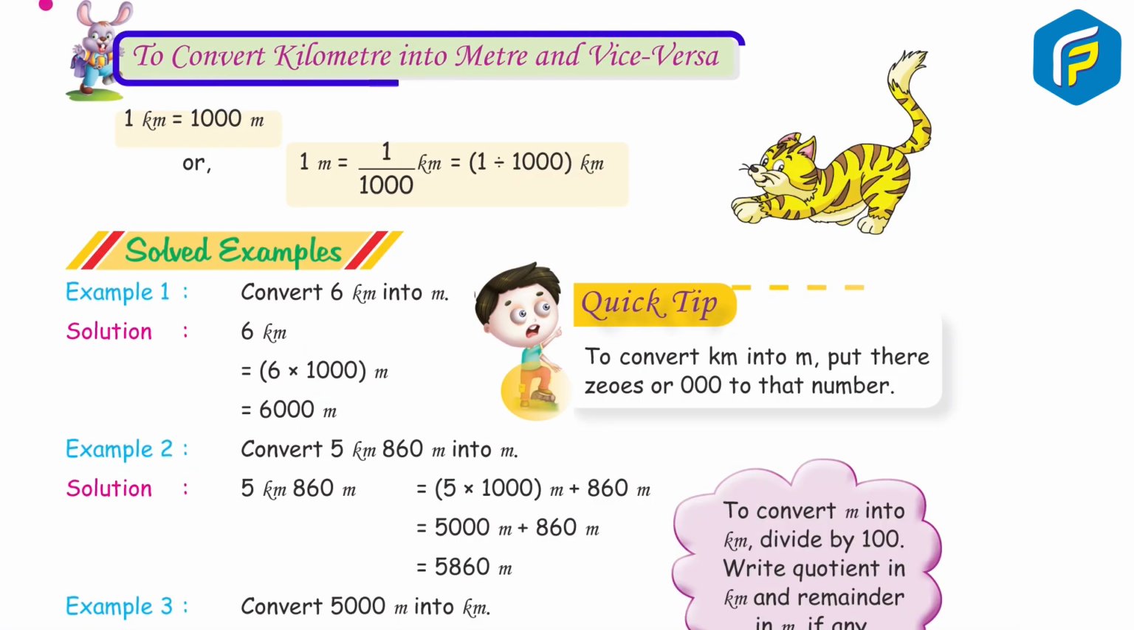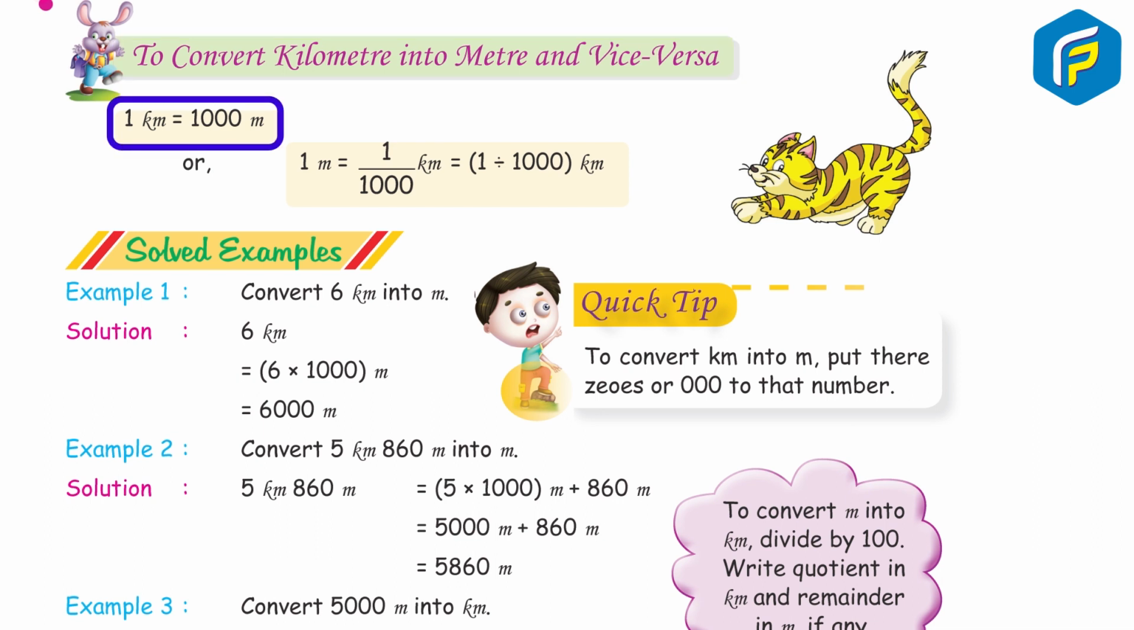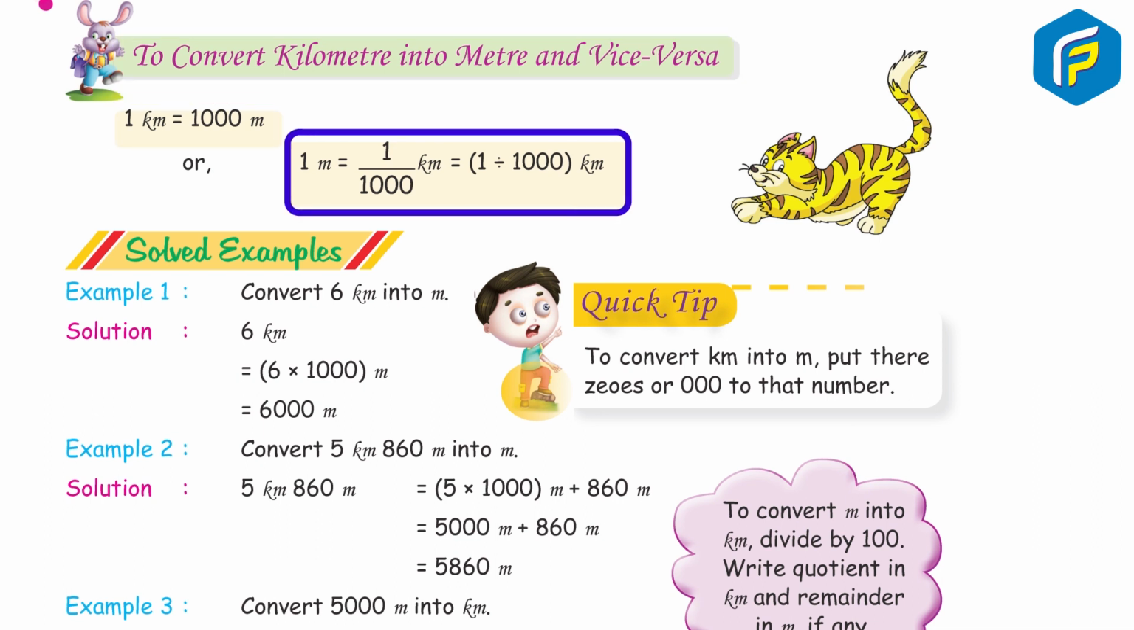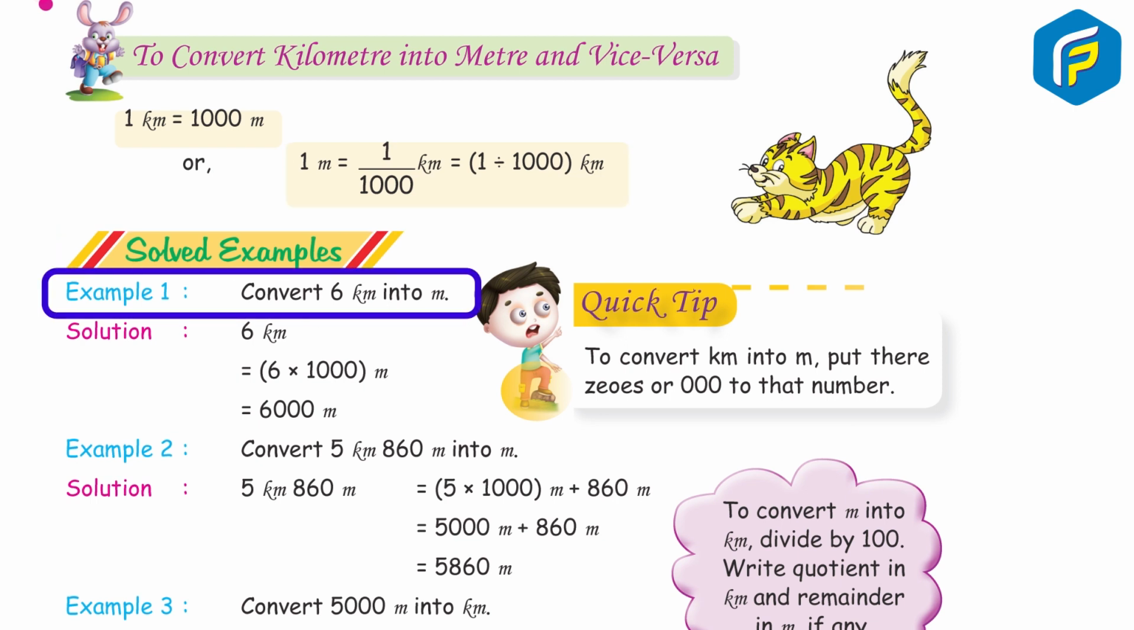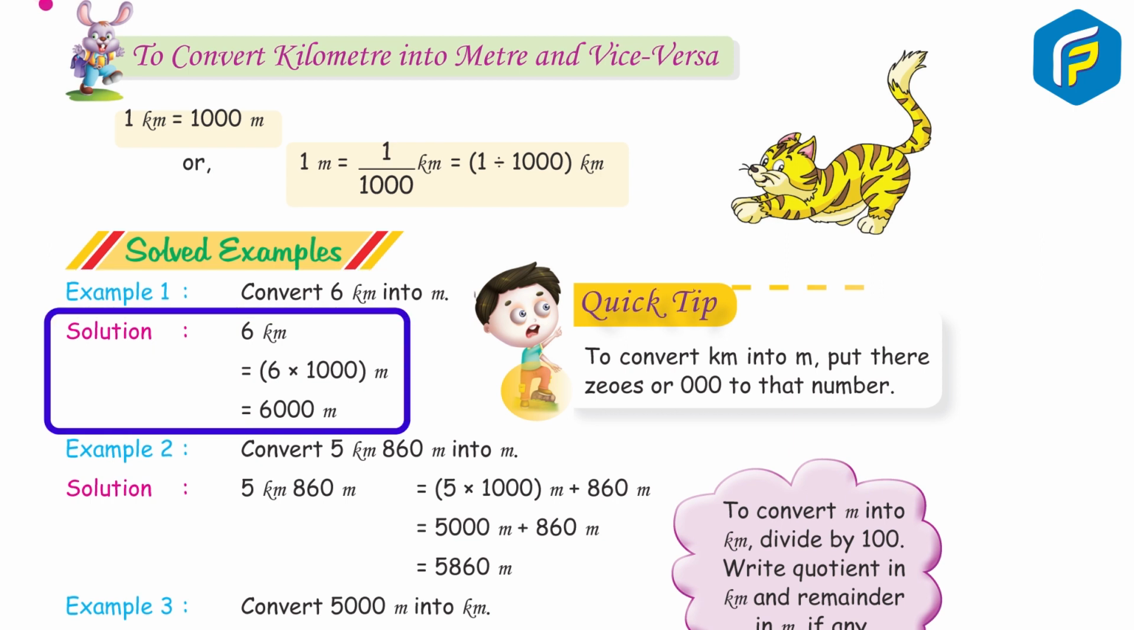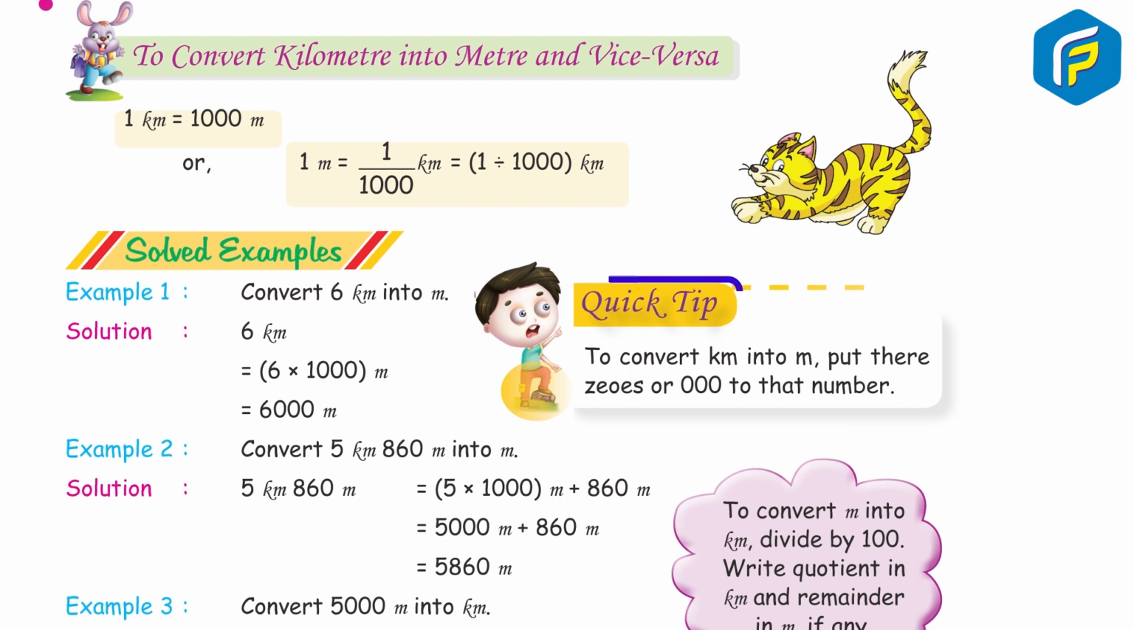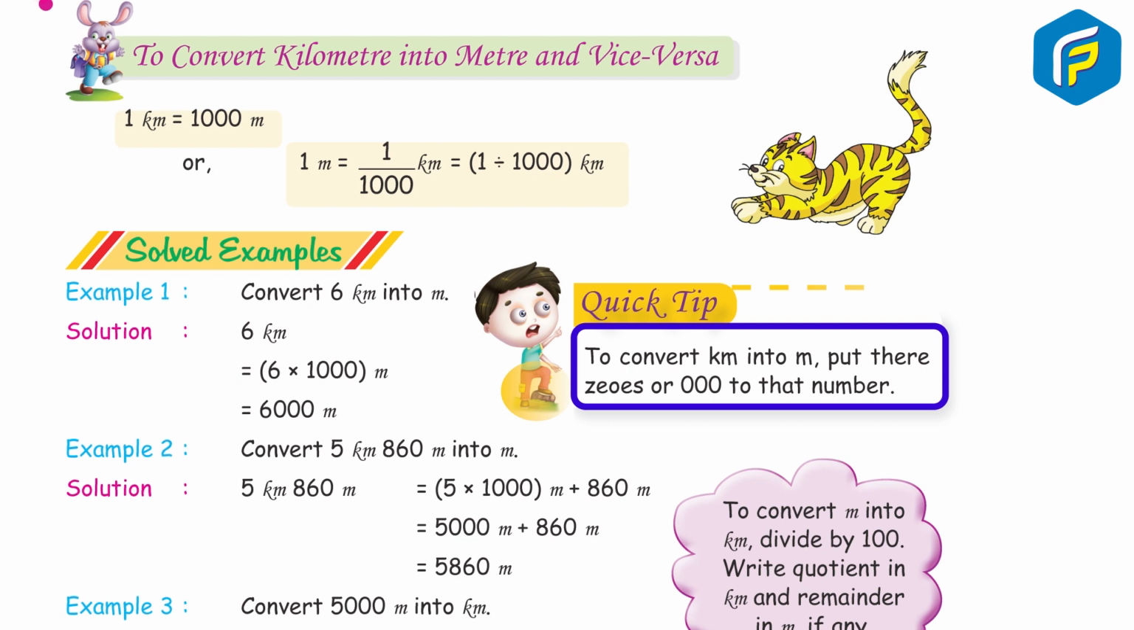To convert kilometer into meter and vice versa: 1 kilometer is equal to 1000 meter, or 1 meter is equal to 1 upon 1000 kilometer, which is 1 divided by 1000 kilometer. Solved example. Example 1. Convert 6 kilometer into meter. Solution. 6 kilometer is equal to 6 into 1000 meter, which is 6000 meter. Quick tip. To convert kilometer into meter, put three zeros, or 000, after that number.